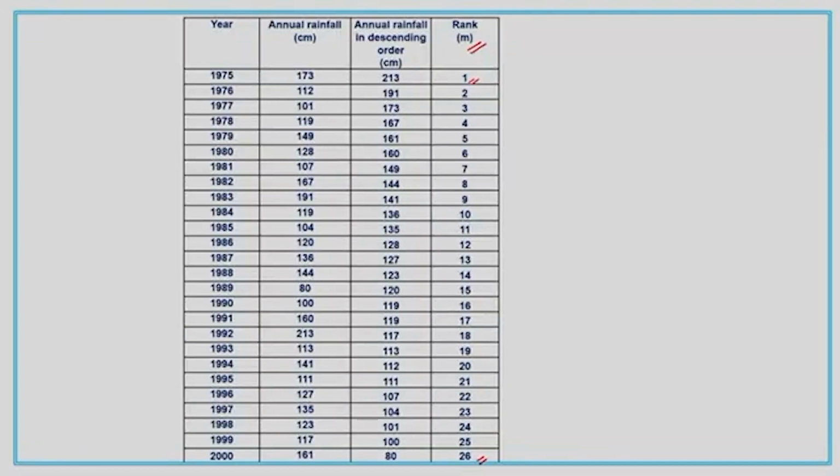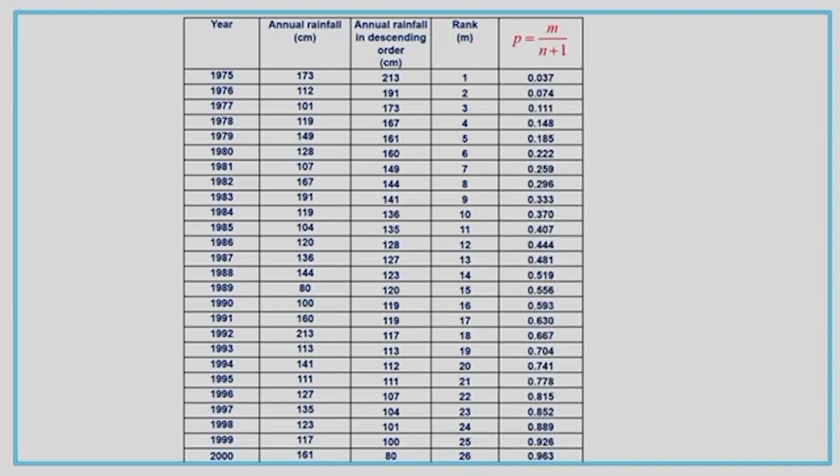We are going to make use of Weibull's formula. Weibull's method will be utilized for finding out the exceedance probability, that is P is equal to m divided by n plus 1. So, here we can see 1 divided by, for the first value, in the case of annual rainfall equal to 213, m is equal to 1 and n we are having 26.